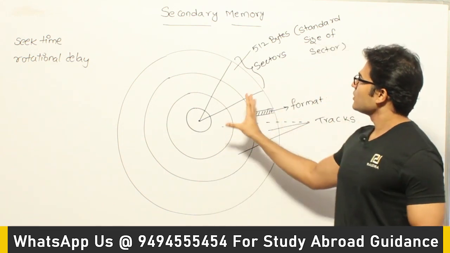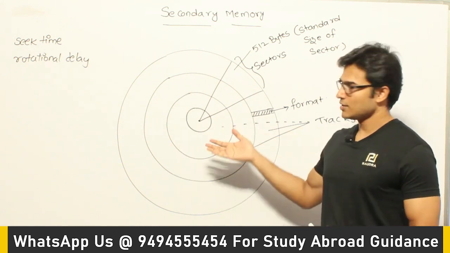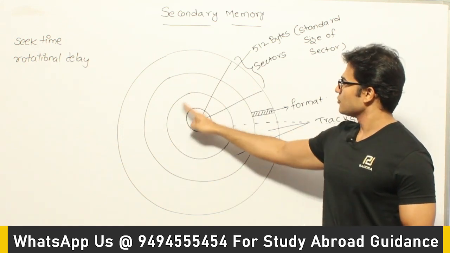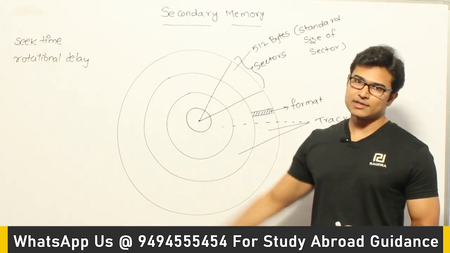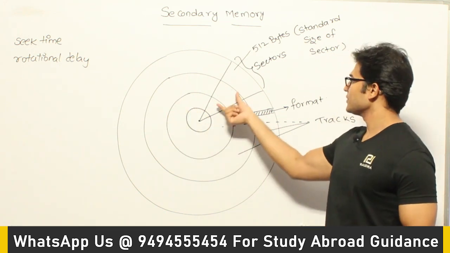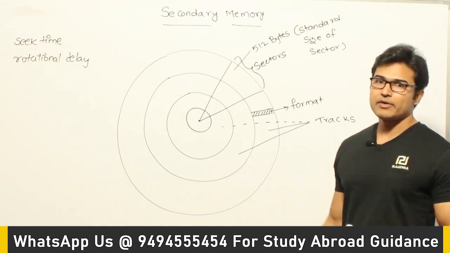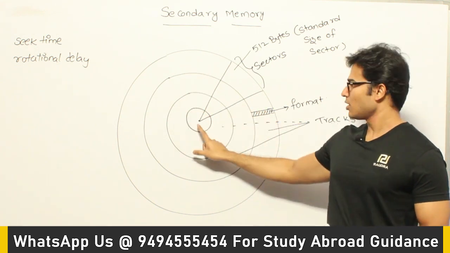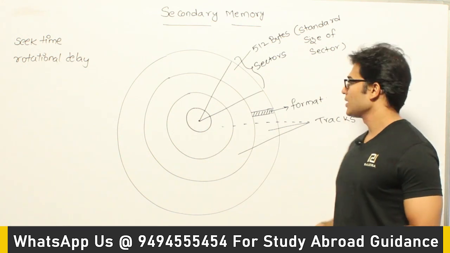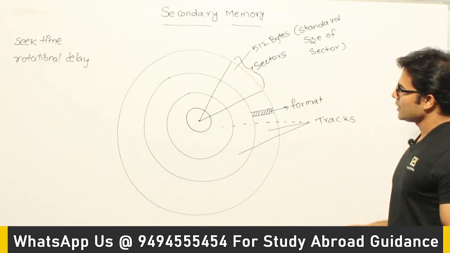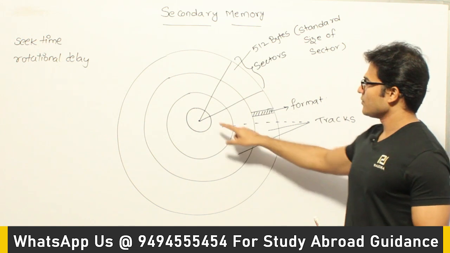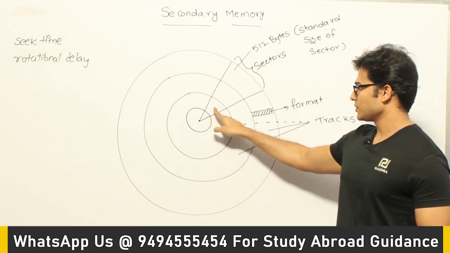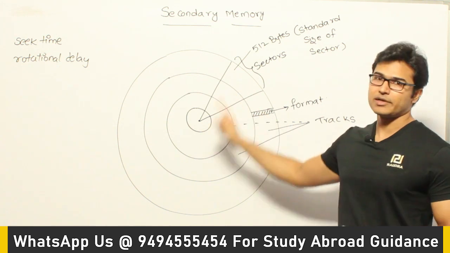We are going to divide the entire disk, which is nothing but one surface of the disk, into various concentric circles, which are called tracks. All the tracks are concentric, which means they all have the same center. After dividing it into tracks, we divide it into sectors. This one is a sector, this one is a sector, this one is a sector, and this one is a sector.